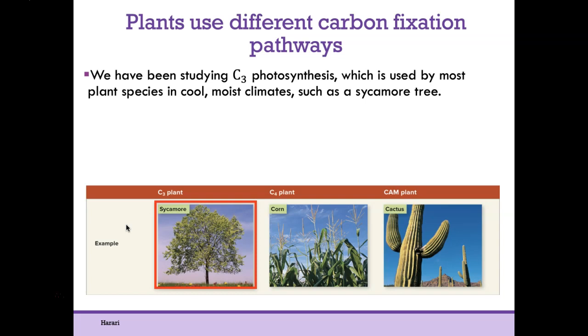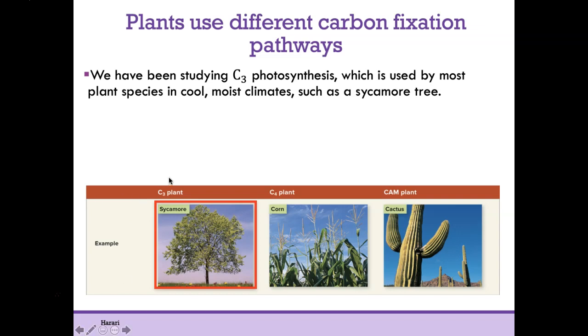So plants use different carbon fixation pathways. We've been studying the Calvin cycle so far, which is known as the C3 pathway, because a 3-carbon molecule, PGA, is the first stable compound in the pathway. So although all plants use the Calvin cycle, C3 plants use only this pathway to fix carbon from CO2. About 95% of plant species are C3 plants. And it's a very good adaptation, but it does have a downside.